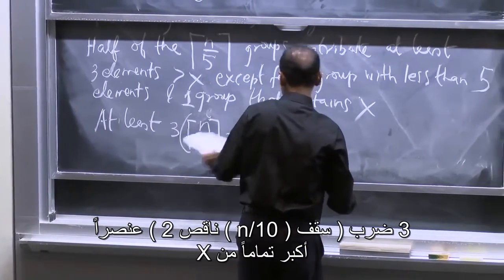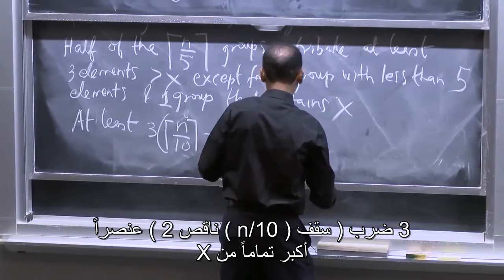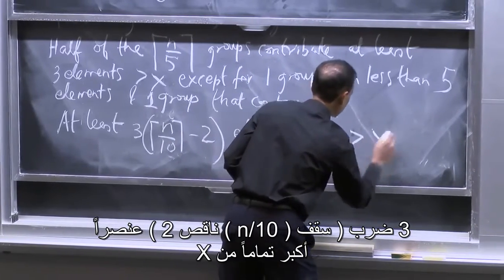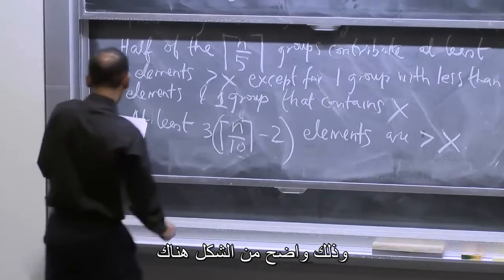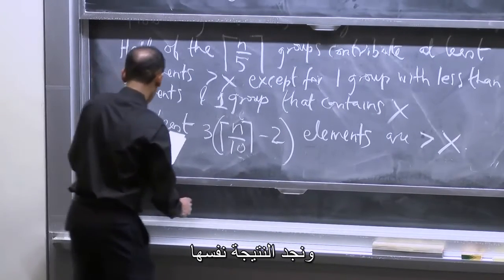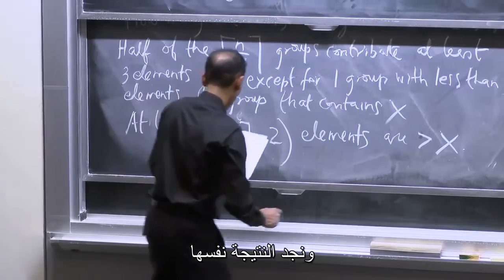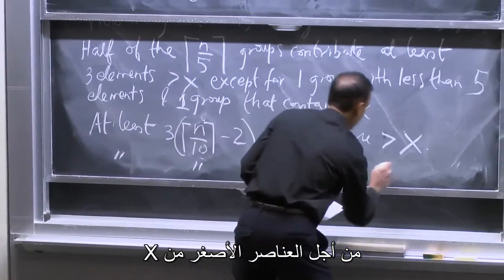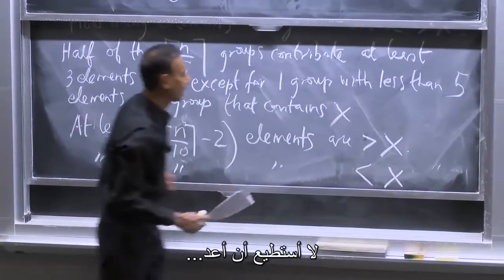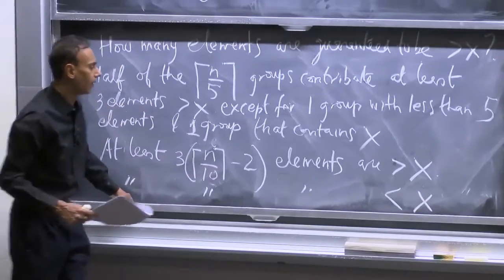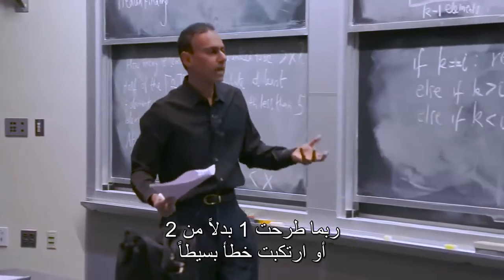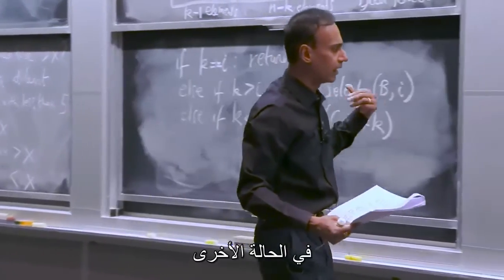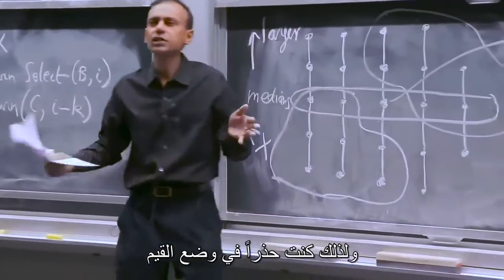3n over 10, 3 times n over 10 minus 2 elements are strictly greater than x, and that comes from that picture. I'm going to be able to say the same thing for less than x as well. I can't count the 1. Depending on how things go, maybe I could have subtracted a 1 instead of a 2 in the latter case, but I'm just being conservative here.